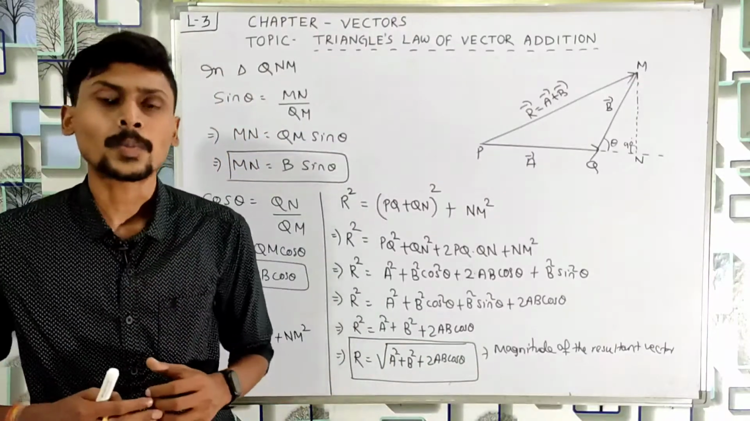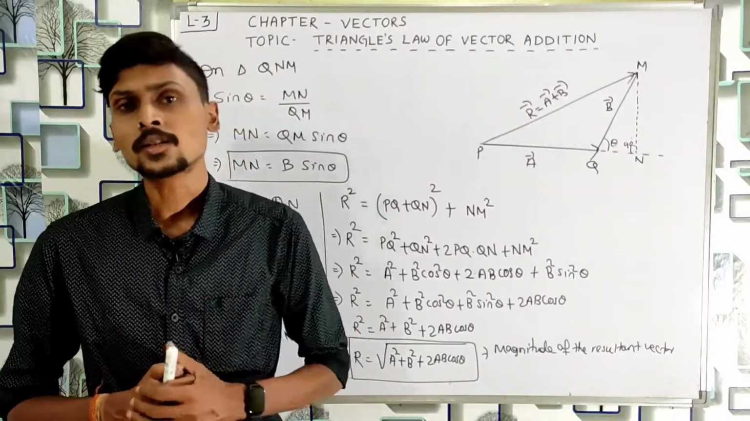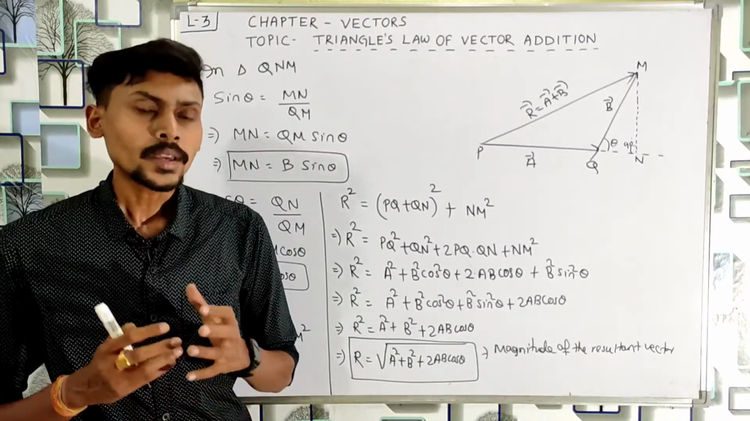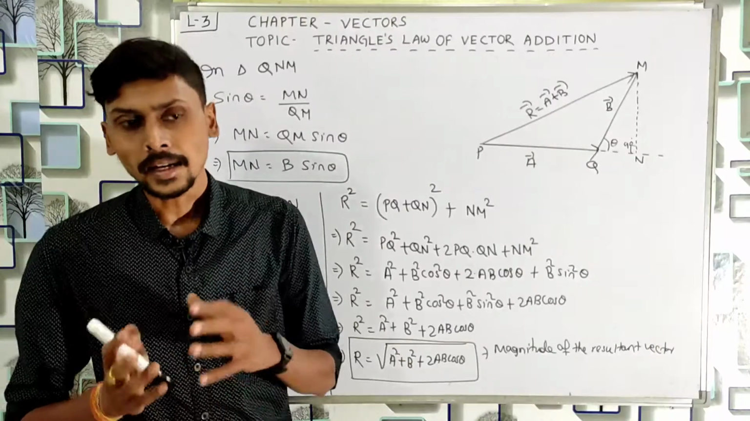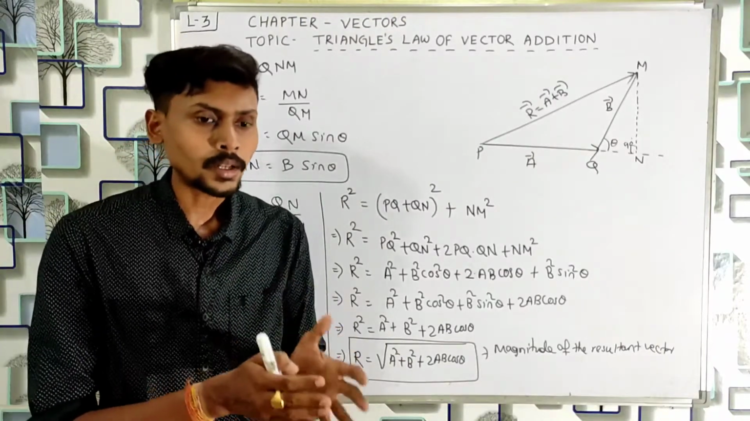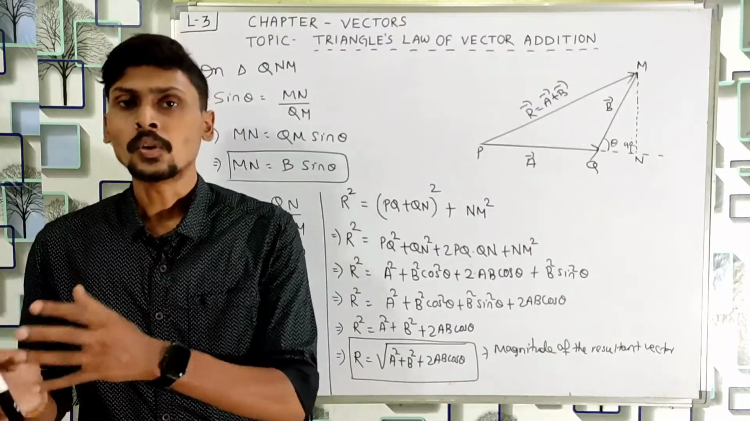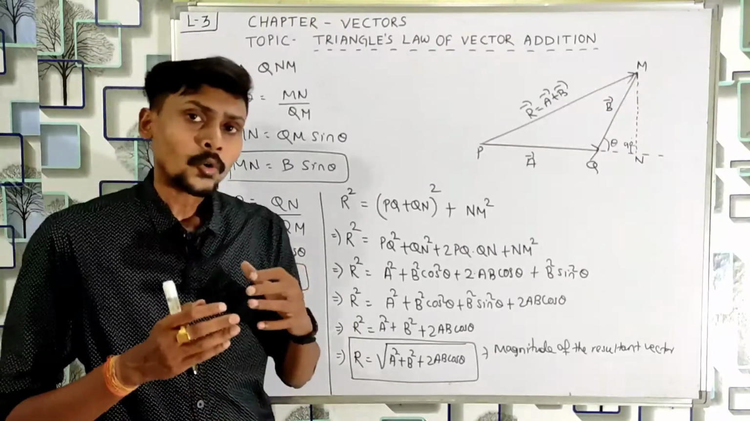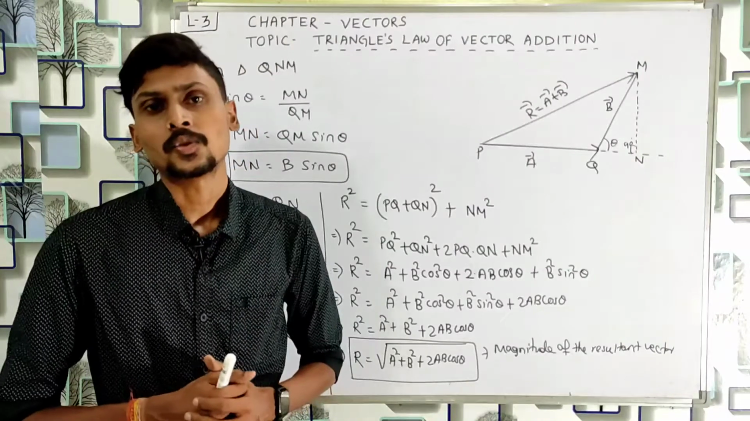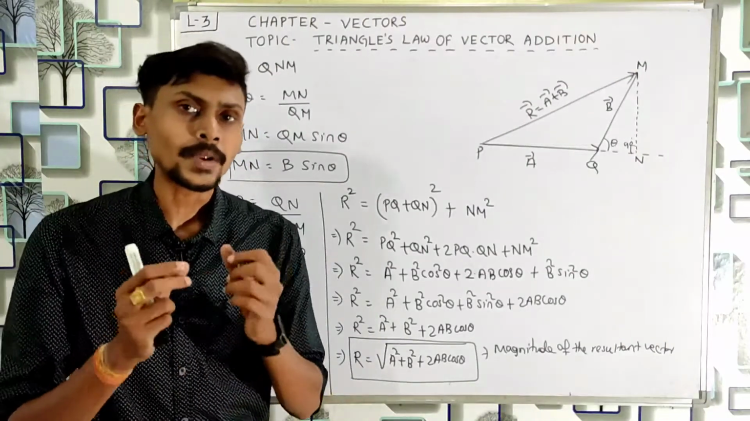The first force is 5 Newton, the second force is, suppose, 10 Newton. We cannot say that the total force or the resultant force acting on the body will be 5 Newton plus 10 Newton, which is equal to 15 Newton. That is wrong, because when we add two vectors, we must know what is the angle between them.